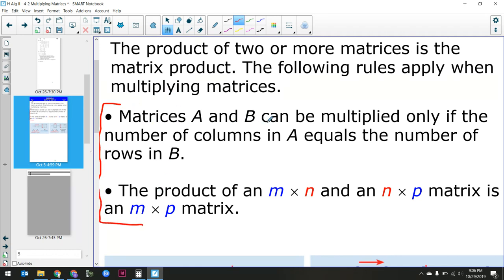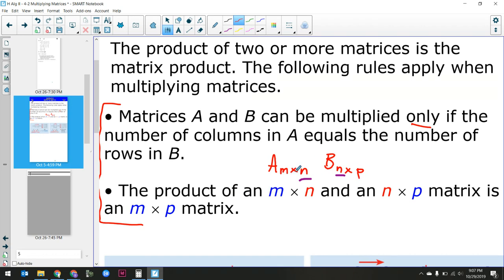Matrices A and B can be multiplied only if the number of columns in A equals the number of rows in B. The number of columns in A matches the number of rows in B. So if A was an M by N matrix, and B was an N by P matrix, do we all notice how those two values are the same? That means that we can multiply these two matrices. Only if those values are the same can we multiply those two matrices.